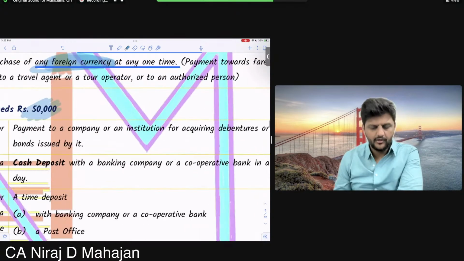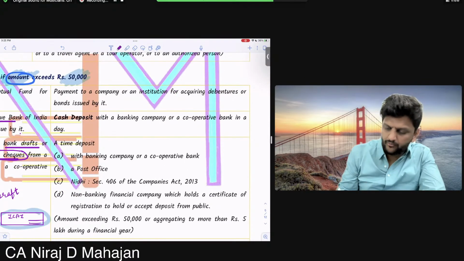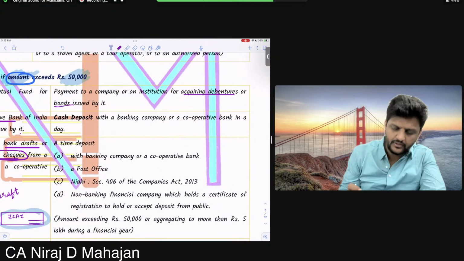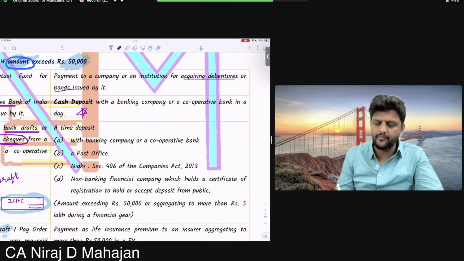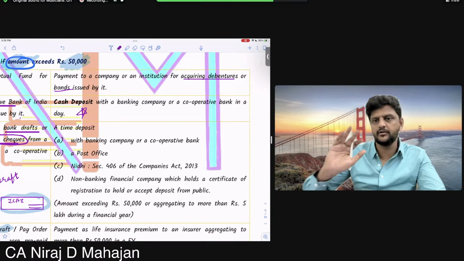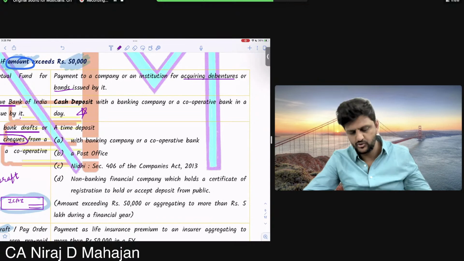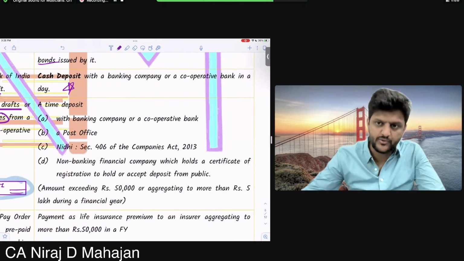Payment to a company or institute for acquiring debentures or bonds. Okay. Cash deposit with a banking company or cooperative bank, बच्चों, more than rupees 50,000 in a day. This you might have definitely seen near the cash counter. You might have seen that.